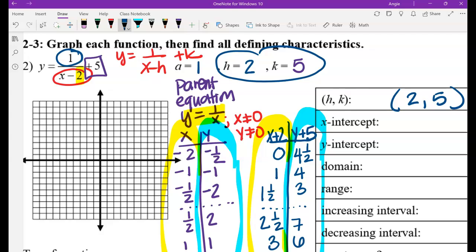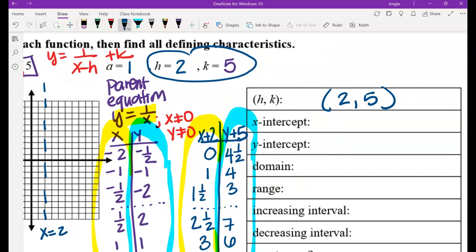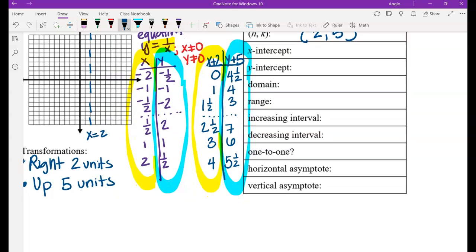So your h is also going to be your vertical asymptote. So this is going to say x equals 2. So let's go and fill out your vertical asymptote as well. X equals 2. Now your 5, guys, is going to be y equals 5 for the horizontal asymptote.